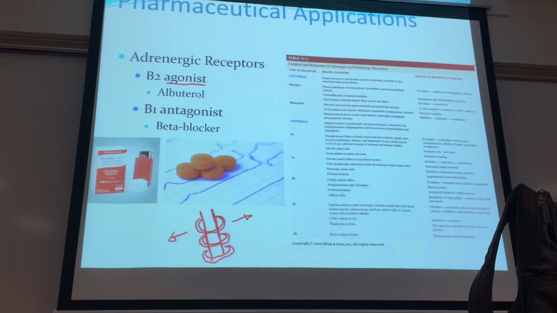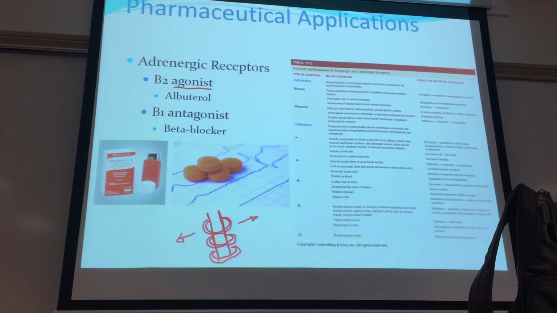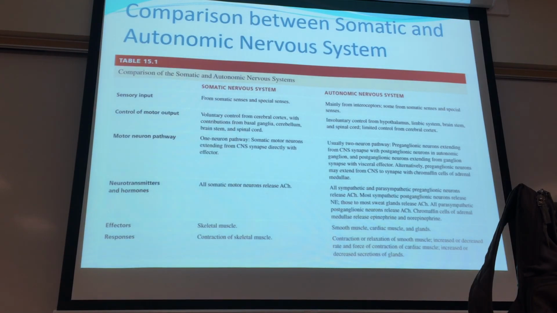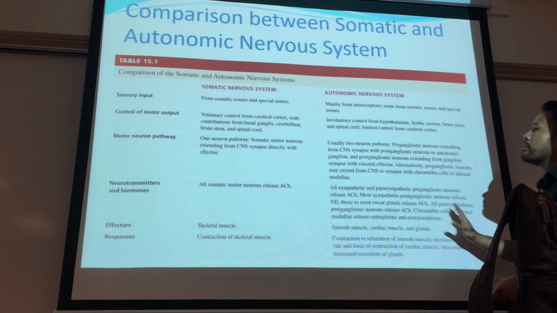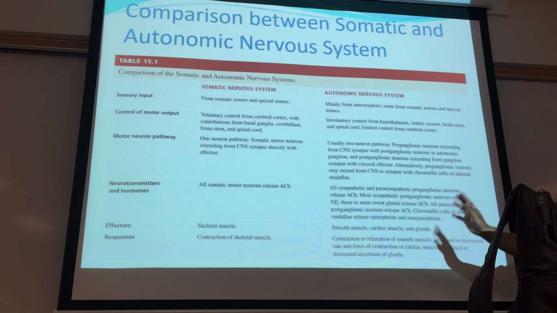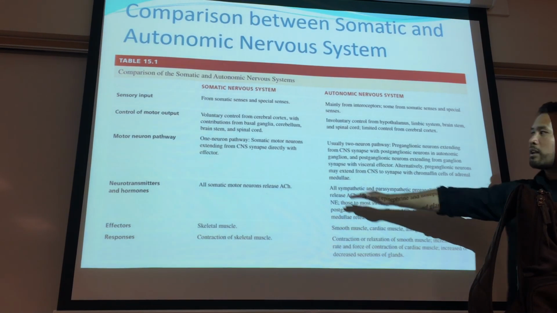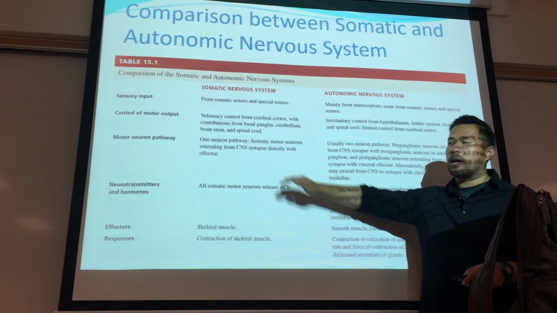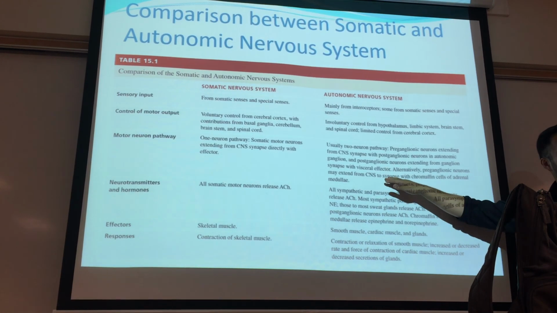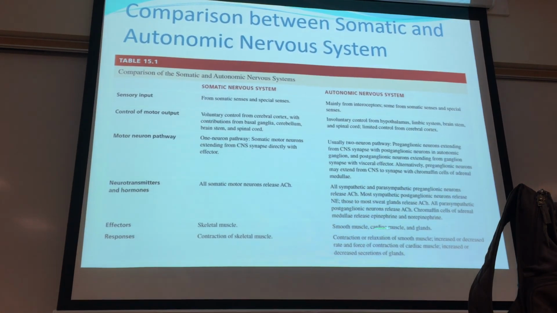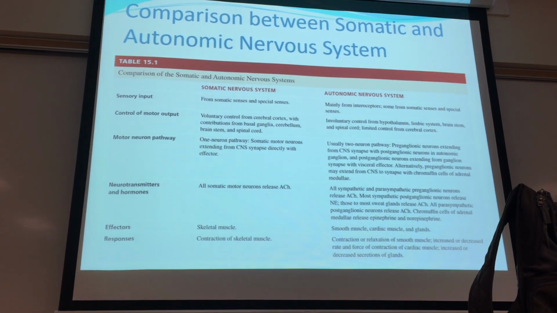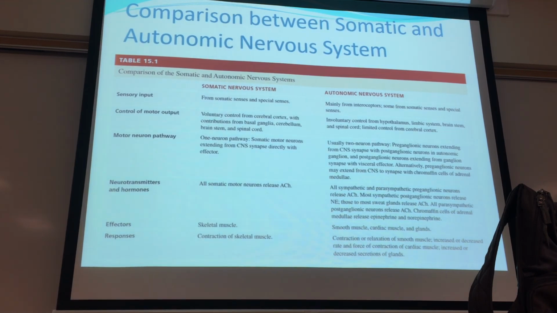The last one is to take a look at this. It's mostly text heavy. It shows you the somatic nervous system and the autonomic nervous system and helps you compare and contrast these two. Again, looking at where the sensory input is, looking at the motor neuron pathway, of which you know the somatic nervous system is a 1 neuron pathway. Our autonomic is going to be a 2 neuron pathway. Then the neurotransmitters that are involved, their target cells, and the responses that take place afterwards.